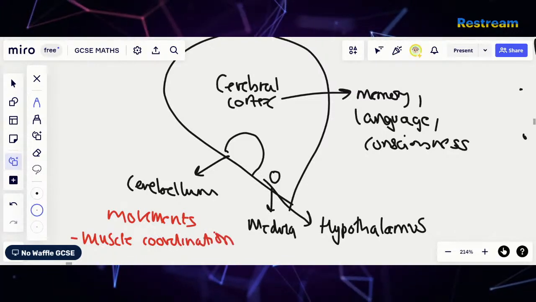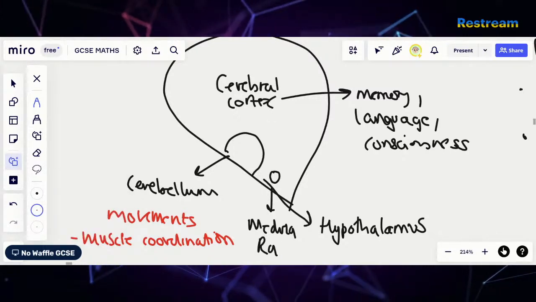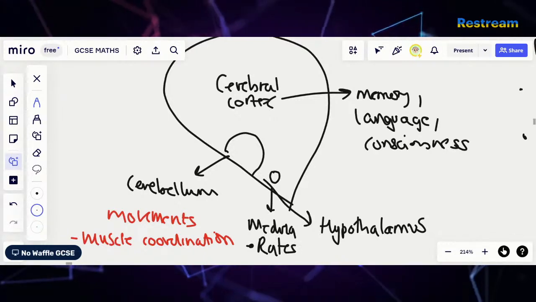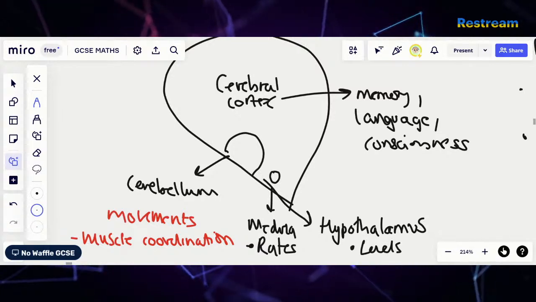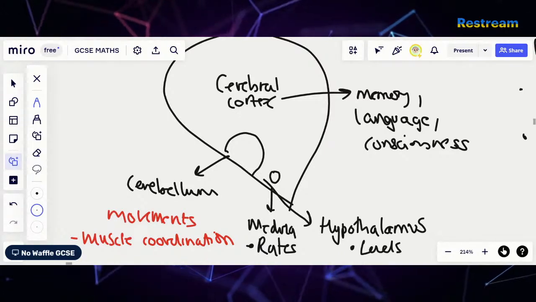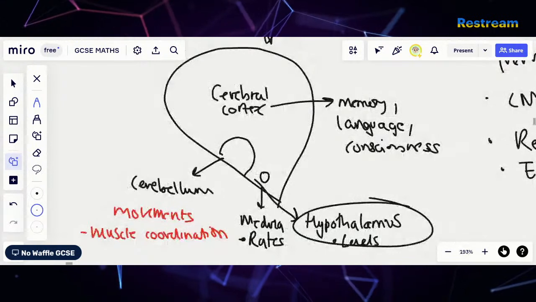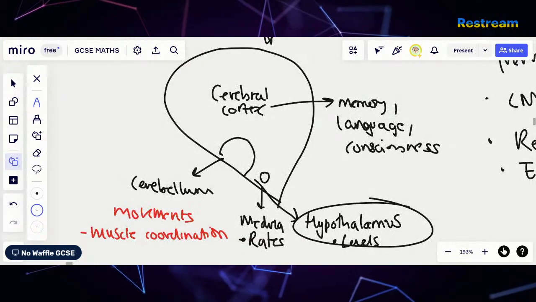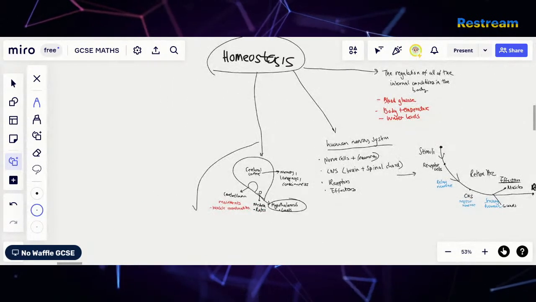Now the medulla is responsible for the rates, so the breathing rates and the heart rates. And hypothalamus is responsible for the levels, so like the water levels, the blood levels, the temperature levels, and things like that. But you're not necessarily asked about this, you just tend to be asked about the three other sections. So it's also important that when we're looking at brain, we also learn about investigating brain damage.